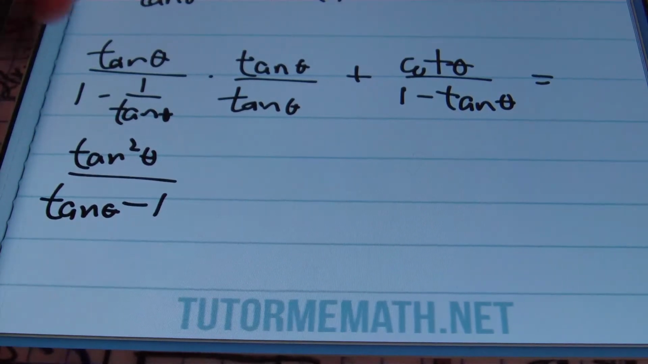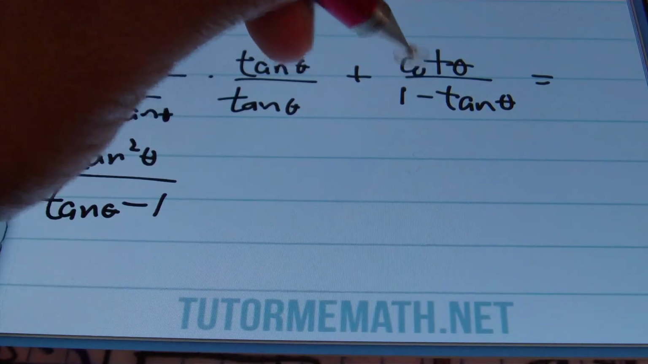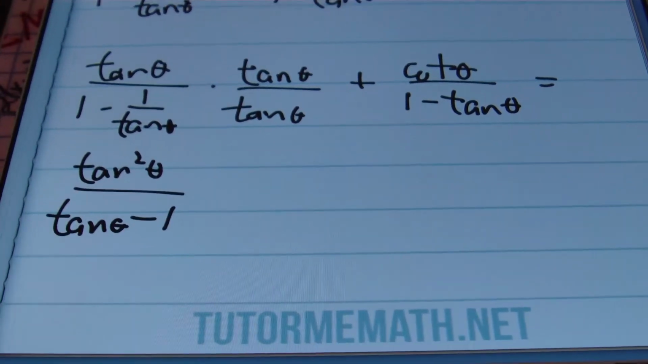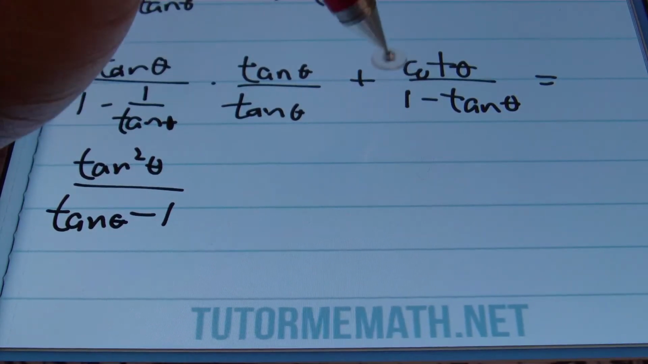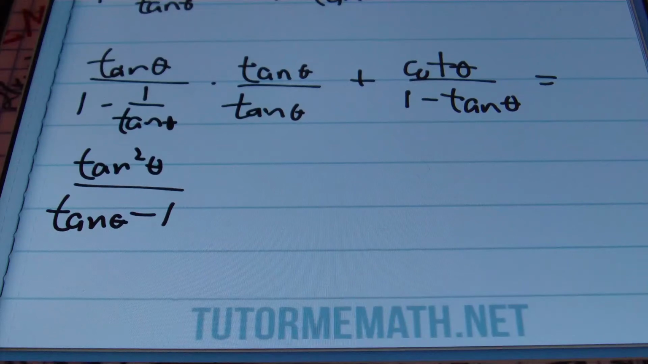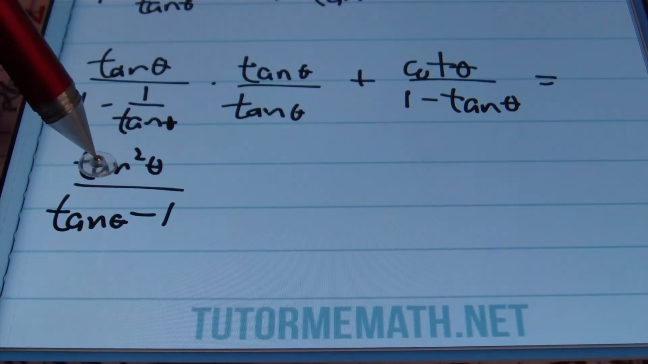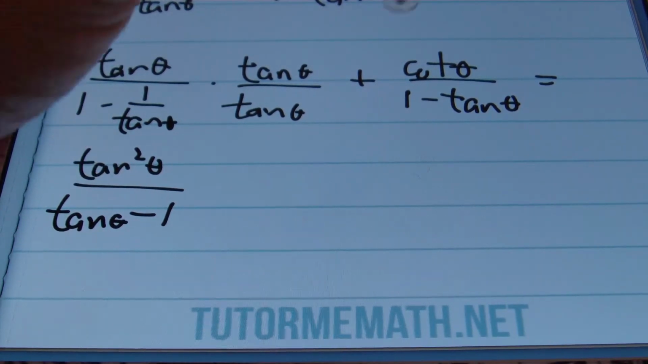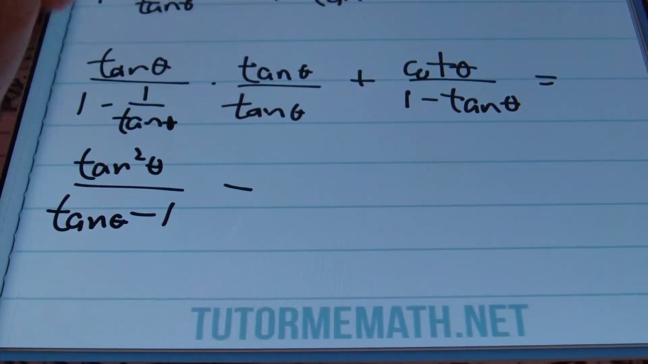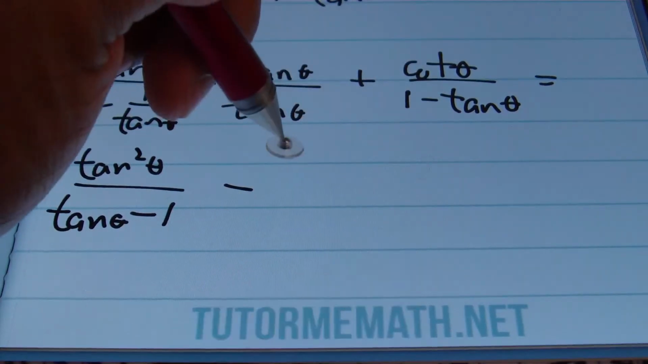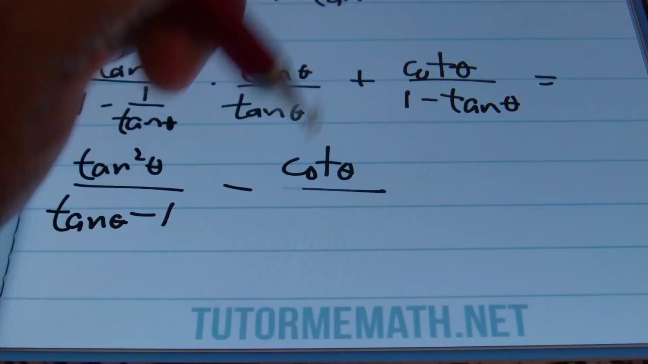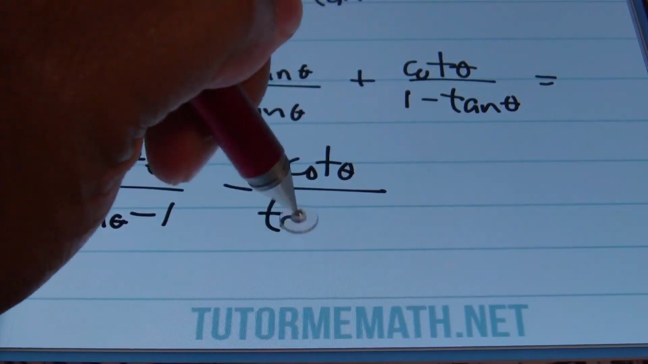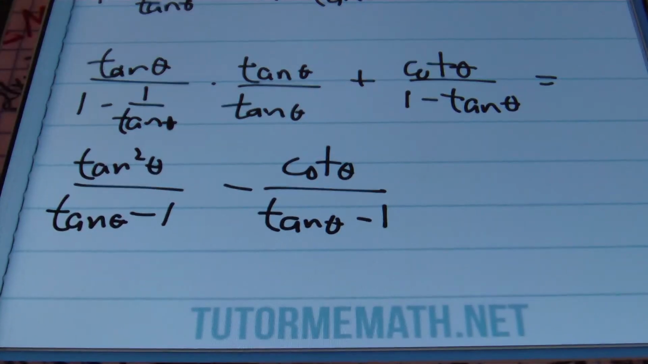Then in that second fraction, I'm going to factor out a negative in the denominator. Currently in the denominator you have 1 minus tan theta, but in this denominator you have tan theta minus 1. Well, that's awfully close, right? So I can factor out a negative in the denominator and rewrite this as tan theta minus 1 now. Now I'm showing that I have a common denominator, and I can combine these.